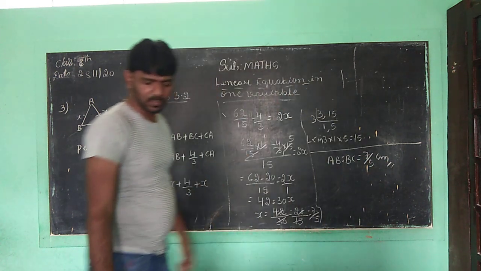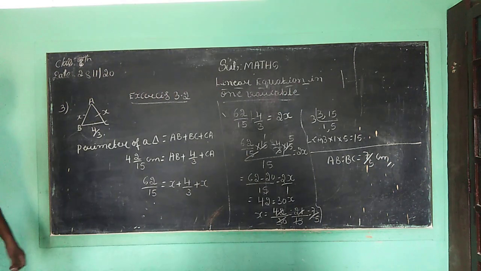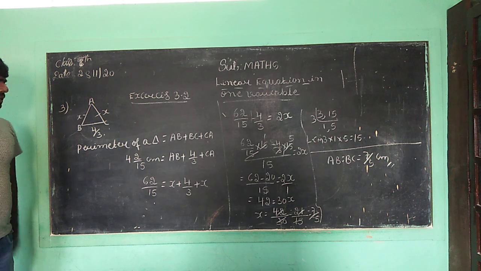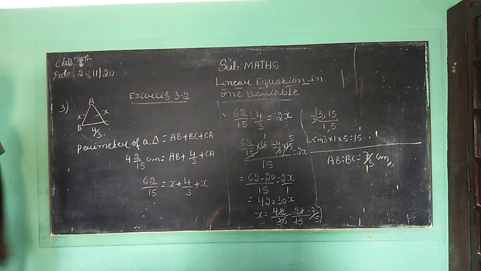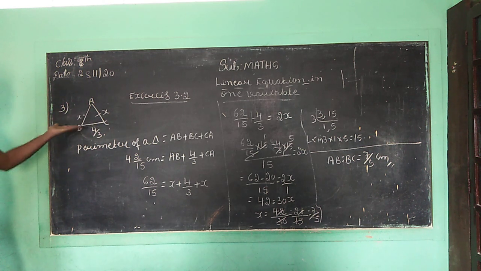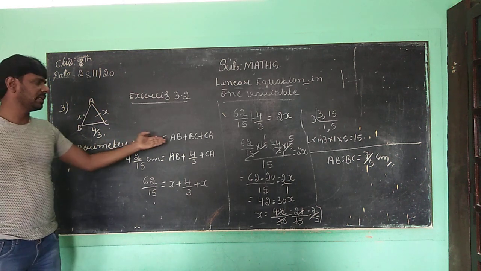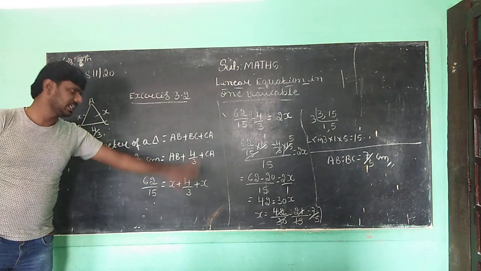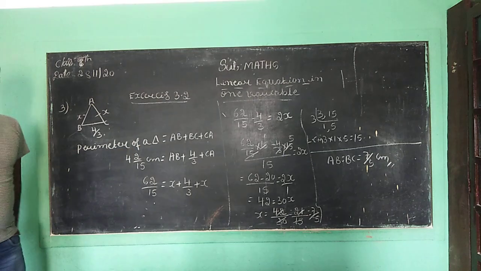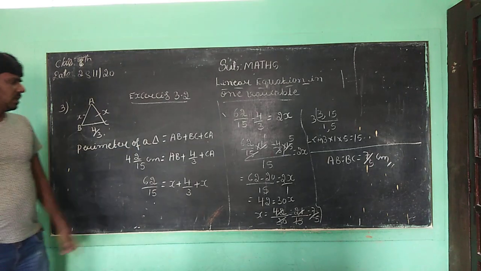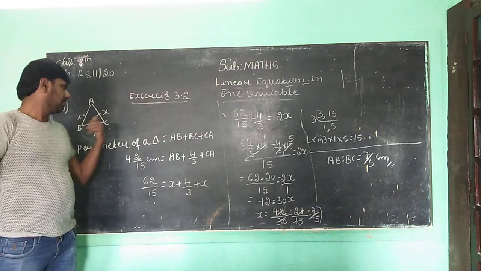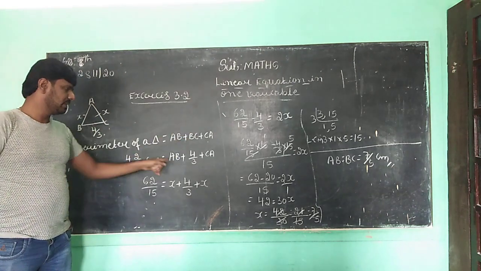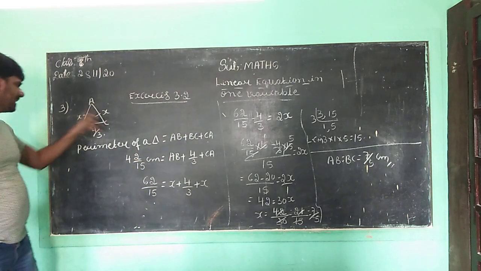Any doubt, children, on this one? See children, once again. The perimeter is given as 4 2 by 15 centimeter and the base is given as 4 by 3 centimeter. We want to find the length of the other sides. An isosceles triangle means two sides are equal. So first you want to take the perimeter of a triangle formula: AB plus BC plus CA. The given perimeter is 4 2 by 15, and for BC the given is 4 by 3. CA we don't know. So AB is equal to BC, means you want to take x.